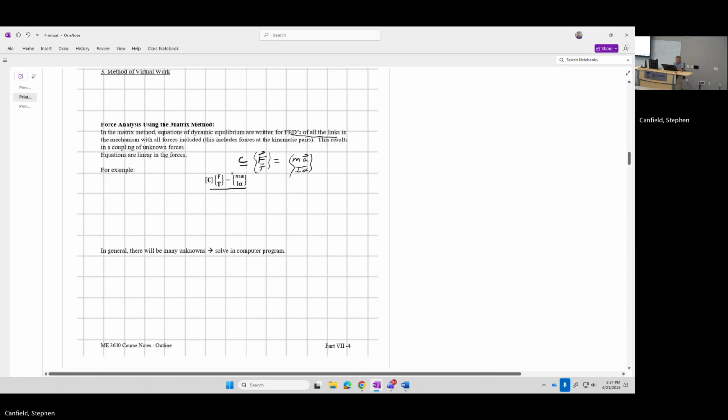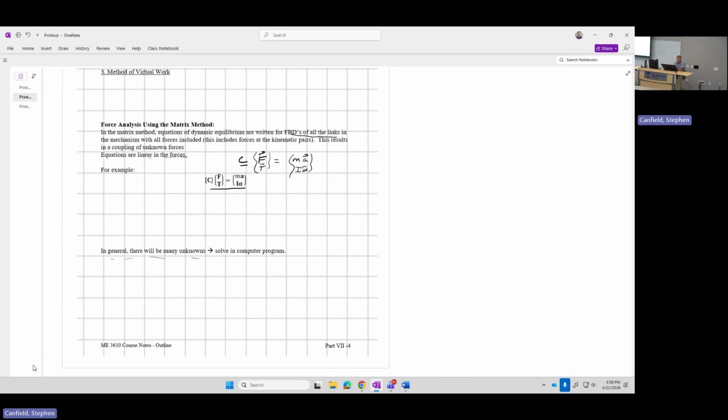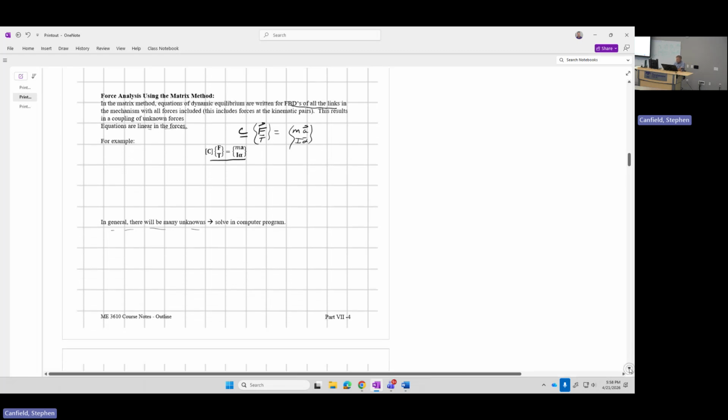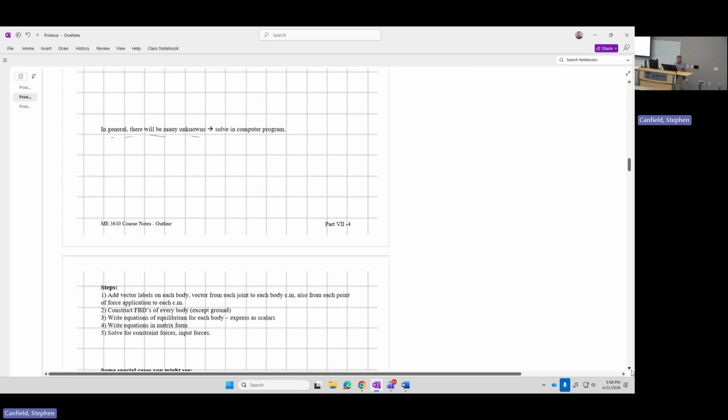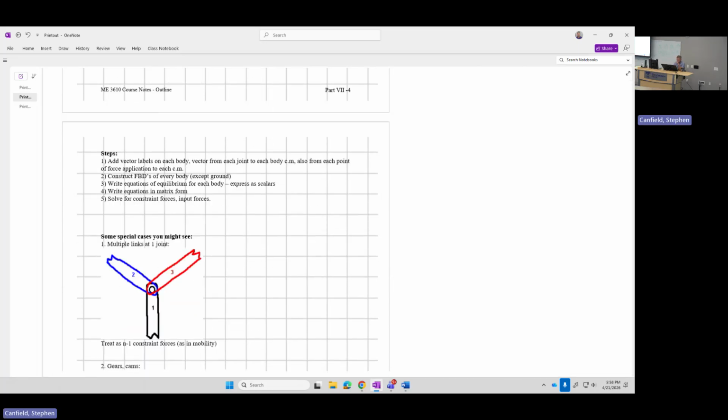And then in general, there's going to be a lot of unknowns, so you're going to get a matrix that's not going to be 2 by 2. It's going to be large, 9 by 9, 12 by 12, who knows what it'll be. So use your computer, calculator, MATLAB, Excel, or some other tool to solve. All right, so I've got a step-by-step. You'll need vector labels on the body. You'll need vectors going from each.